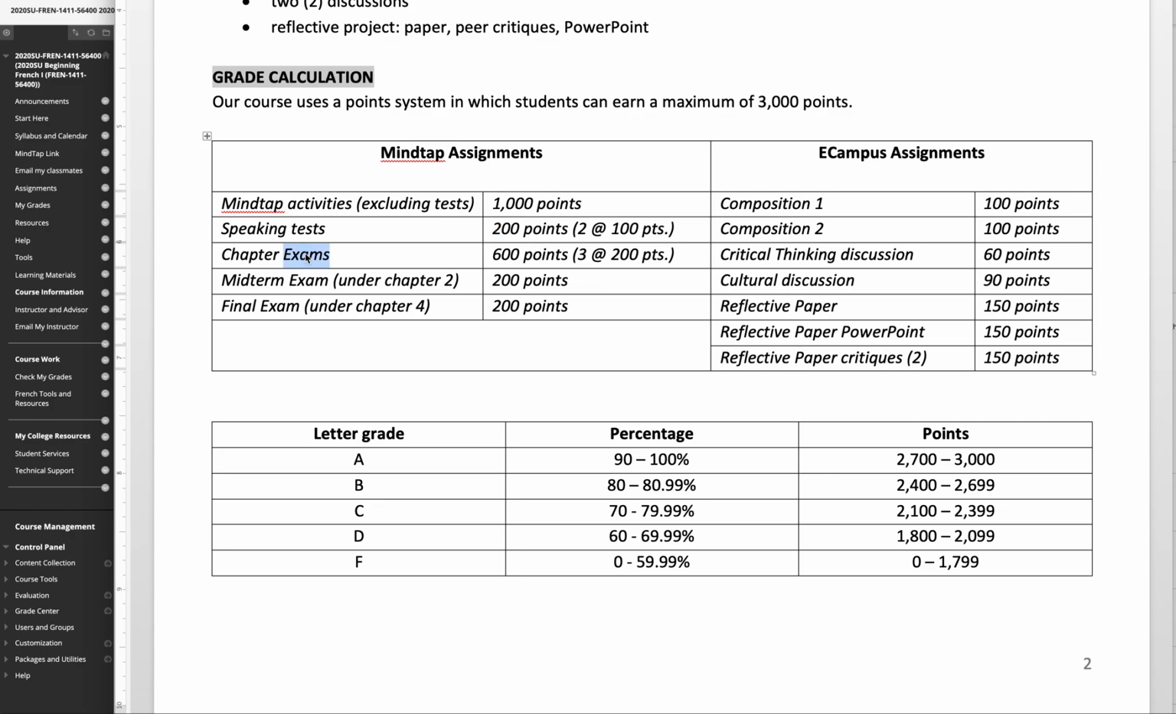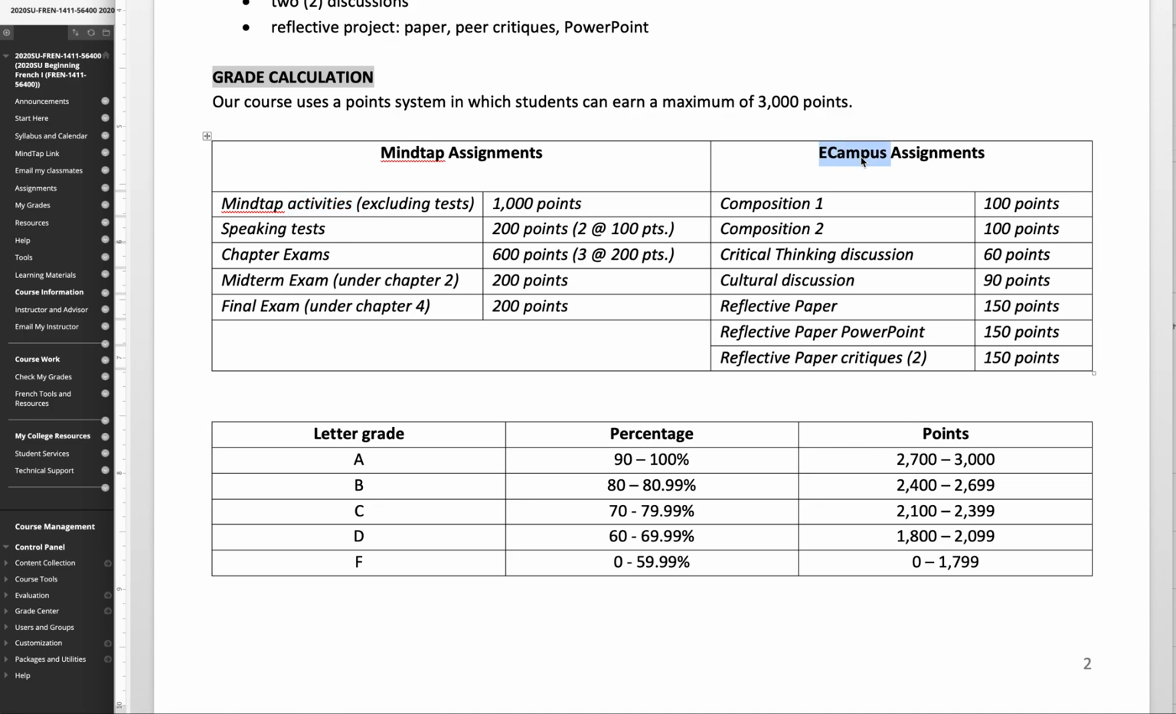And then you have chapter exams. You'll have 5 exams total. 3 regular chapter exams, then we have a midterm and a final. They're all worth 200 points. That's all happening on MindTap, except for the speaking tests. Those are happening on Skype. But you will take your exams on MindTap. You will do your daily activities on MindTap.